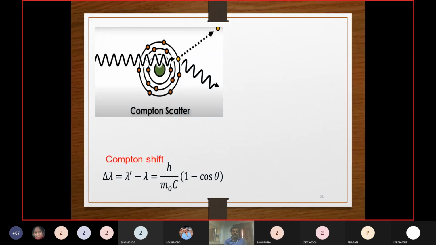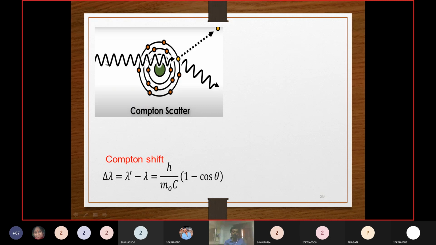Now coming to Compton scattering. Here a photon is incident and collides elastically with this electron. The electron is recoiled from the atom, the photon loses some energy, and the remaining photon is ejected like this.